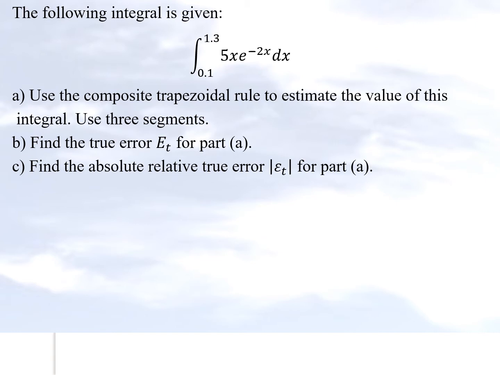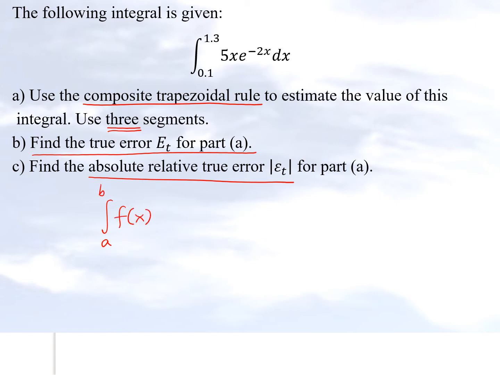Since we're using the composite trapezoidal rule, you also need to know how many segments you're going to use. It's also asking for the true error and the absolute relative true error. That is mainly to get a glimpse of how well the composite trapezoidal rule is working. So let's write down the formula for the composite trapezoidal rule.